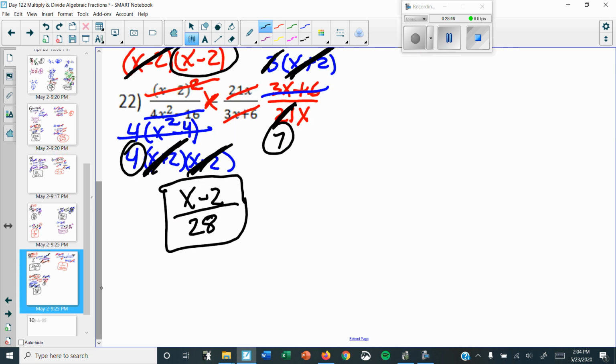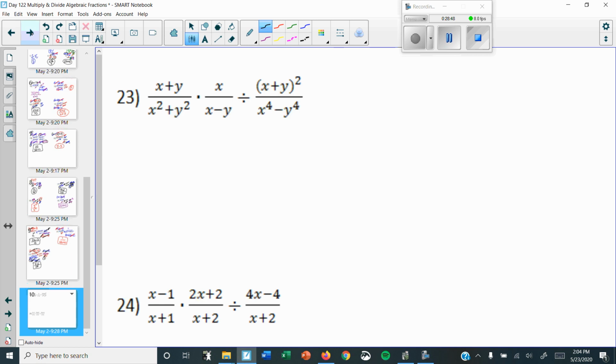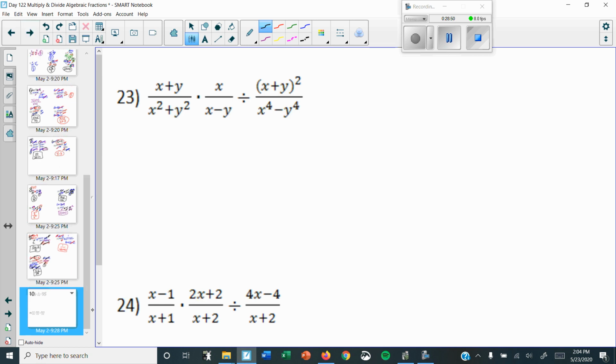Okay. Final question. What do you think? Is this it? This is it. If you can do these, you can do any of these. There's a lot going on, and this is the definition of intimidation. Again, the first thing I would do is change division to multiplication.